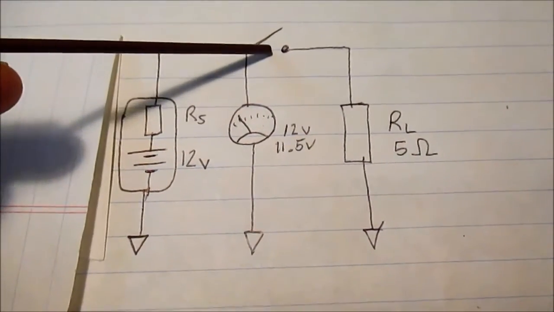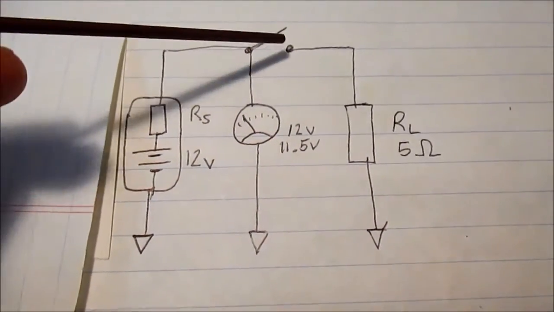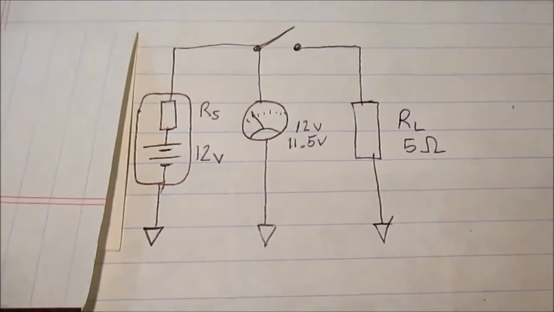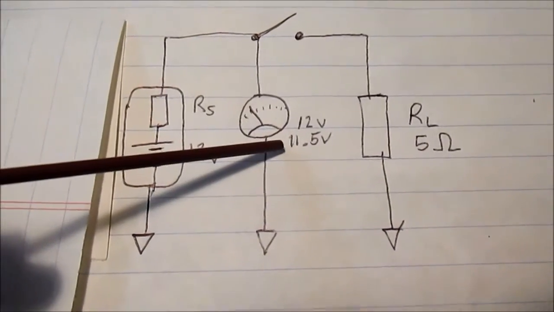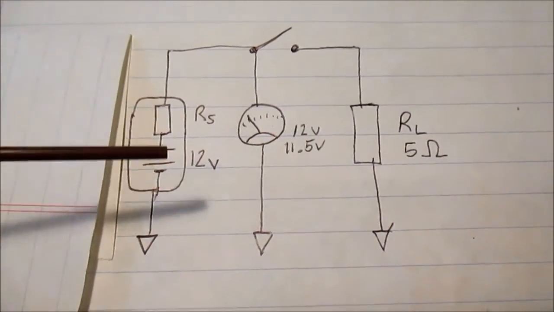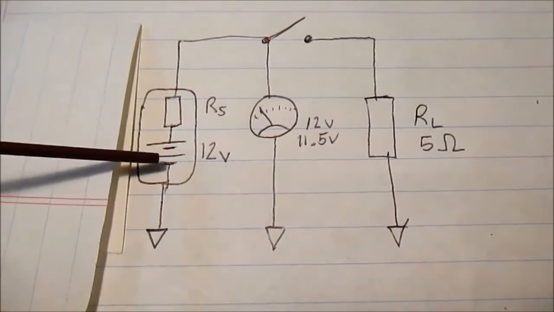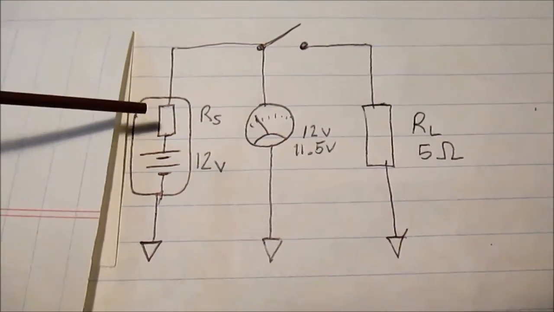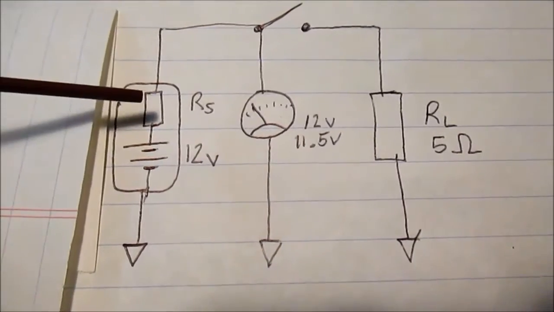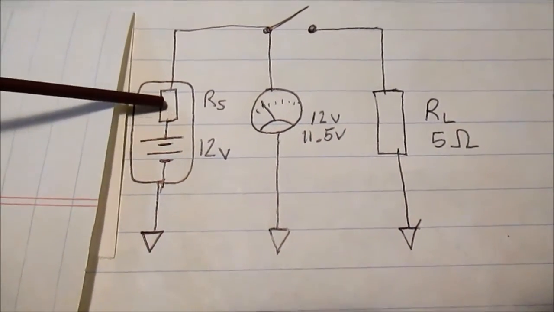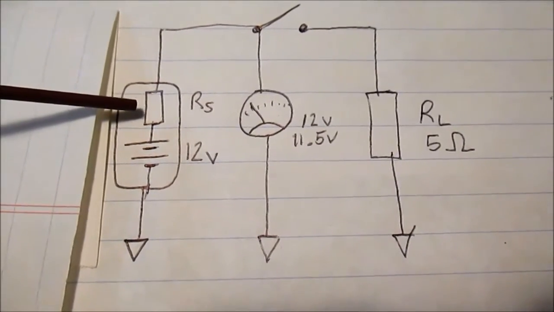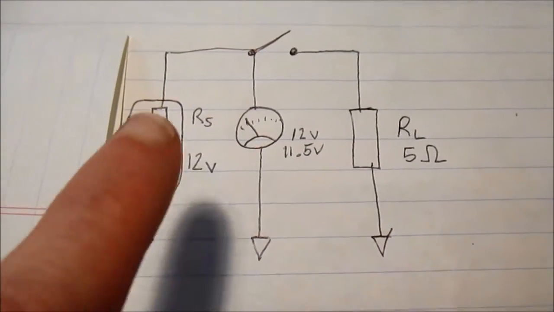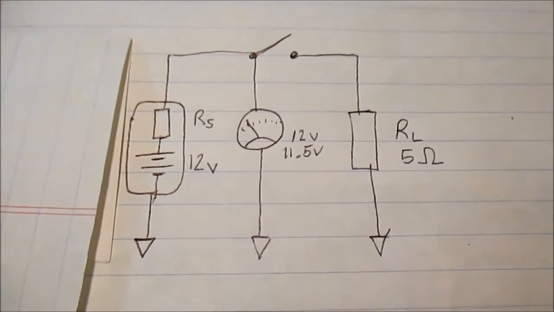So now when we close the switch, current is going to flow through this resistor, this 5 ohm resistor. And when that happened, we measured 11.5 volts. So the power supply has a voltage drop in it due to this resistor, or inside is like an ESR, equivalent series resistor, I guess you could say, or a parasitic resistance inside this power supply. Now we need to calculate what that resistance is, and this is how we do it.